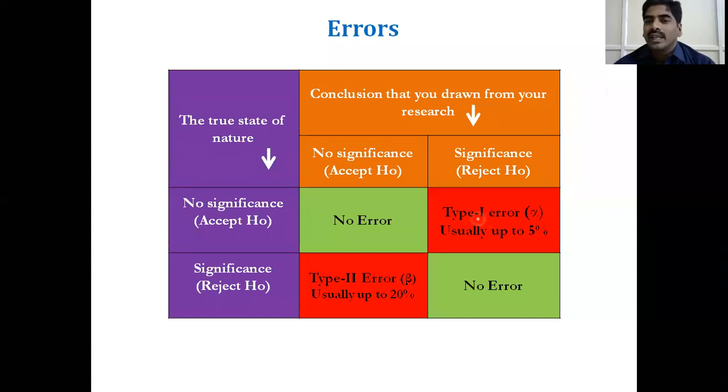Here, alpha means, suppose you take alpha error 5%, it means the confidence level is 95%. A 95% confidence level means a 5% alpha error is there. Here 100 minus beta is called the power of the study. 100 minus 20 is equal to 80%. Here the confidence level is 95% and the power is 80%.